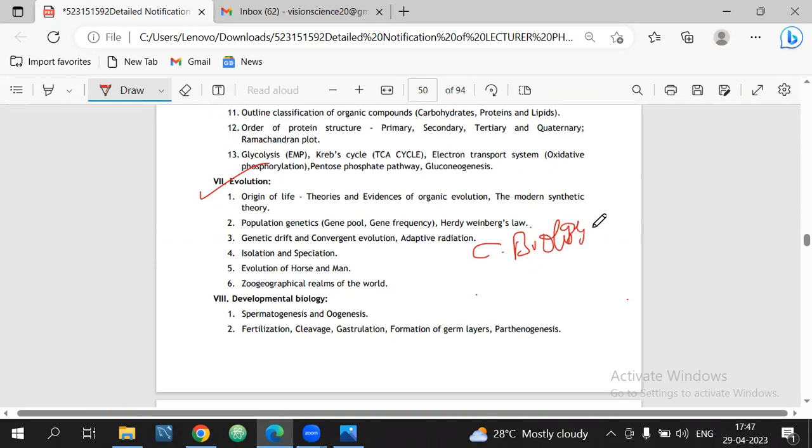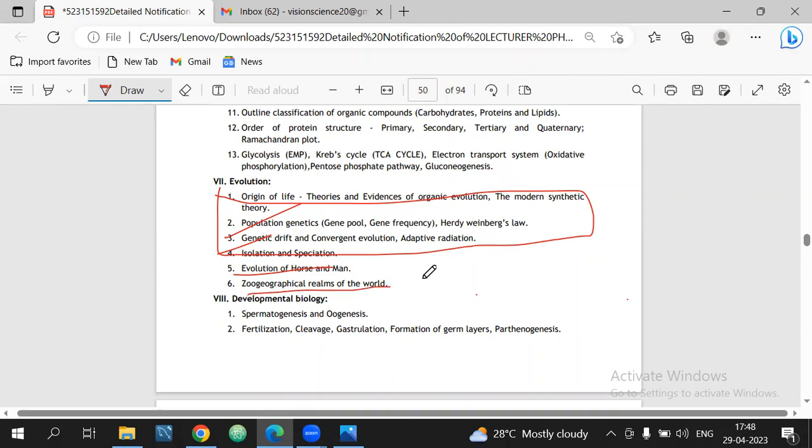In evolution, I want every student to focus majorly on origin of life, theories supporting the origin of life, and population genetics. In this way, you can expect numerical questions, especially gene pool, gene frequency, allelic frequency, Hardy-Weinberg equilibrium. All these you have to study. Followed by genetic drift, isolation, and speciation. See, these 1, 2, 3, 4 subunits are a little tough. And the evolution of horse and man, and geographical realms of the world, are very straightforward, things to be remembered here. You can easily read that.